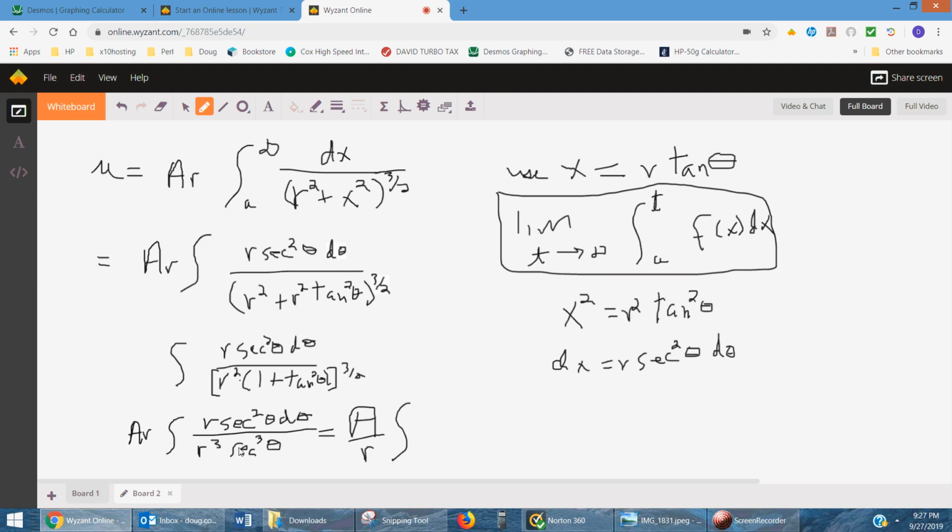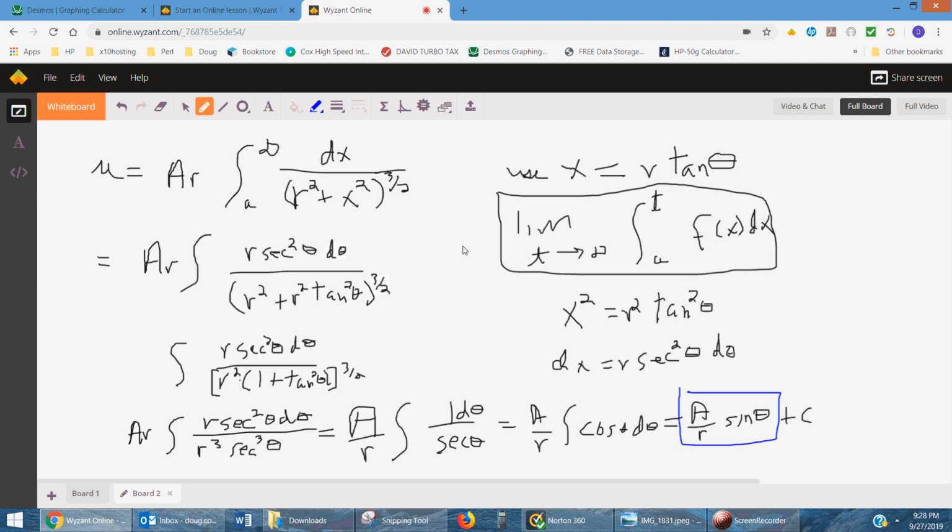And secant squared over secant cubed is 1 over secant, which is equal to A over r times the indefinite integral of cosine of theta d theta, which finally is equal to A over r times the sine of theta plus c. Okay, so this expression right here is an antiderivative of this mess.